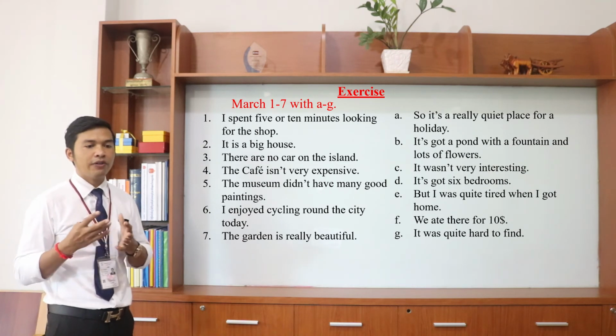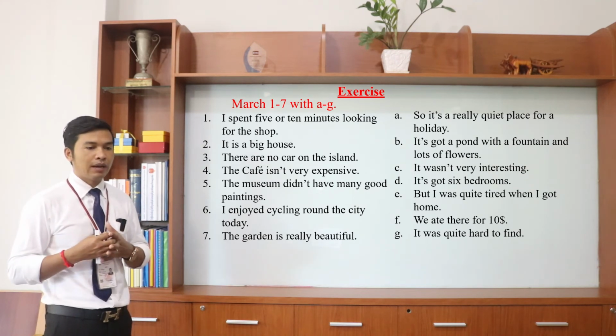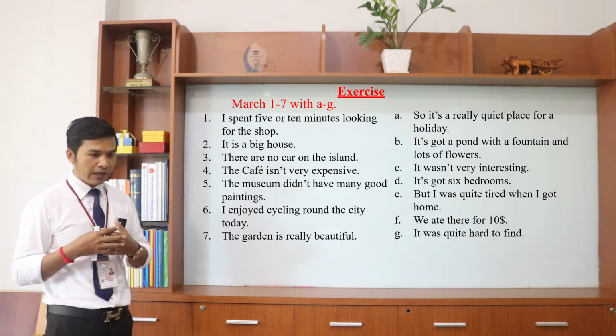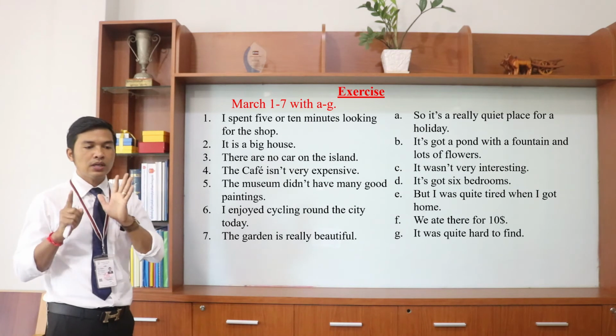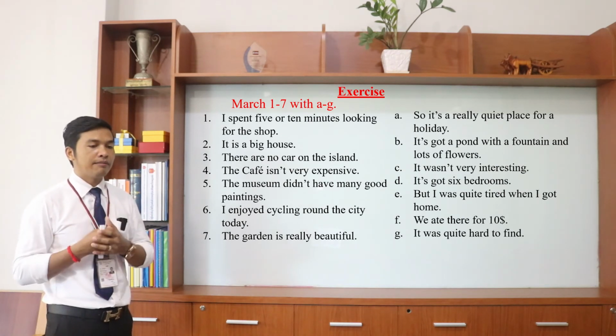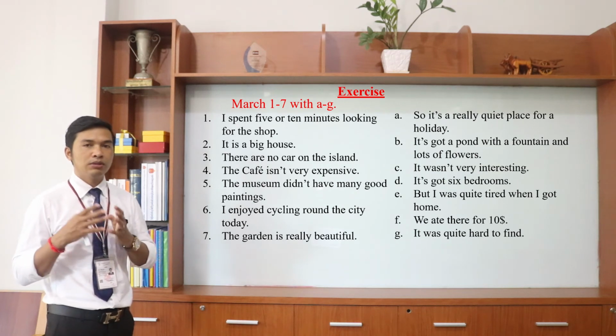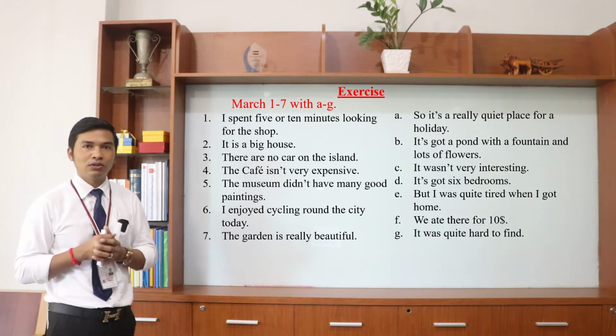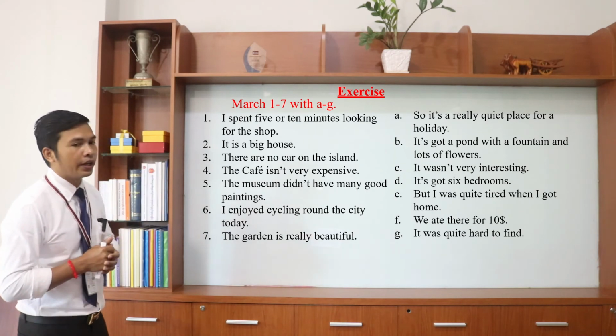Number 4, the cafe isn't very expensive. Number 5, the museum didn't have many good paintings. Number 6, I enjoy cycling around the city today. And number 7, the garden is really beautiful. It's just really beautiful. You see? And then look at the answer over there.